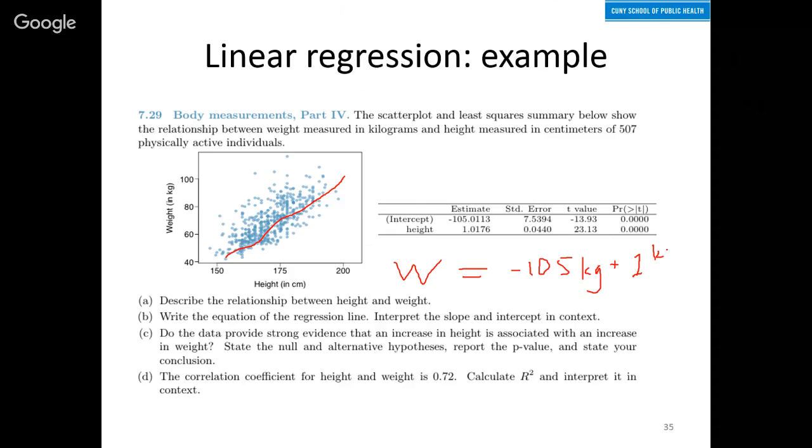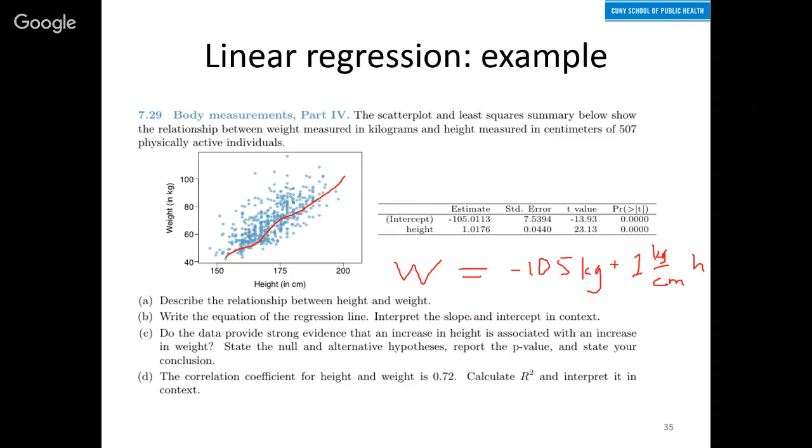Like for an individual theoretically who was 1 centimeter tall, they would weigh negative 105 kilograms. I know that's not really realistic. Yeah, that's where you'd see the line continue, if you extrapolated to a 0 centimeter tall individual, they would weigh minus 105 kilograms according to this equation, times height. So there's our regression line. The intercept is not very meaningful. It's an extrapolation to a height that doesn't exist.